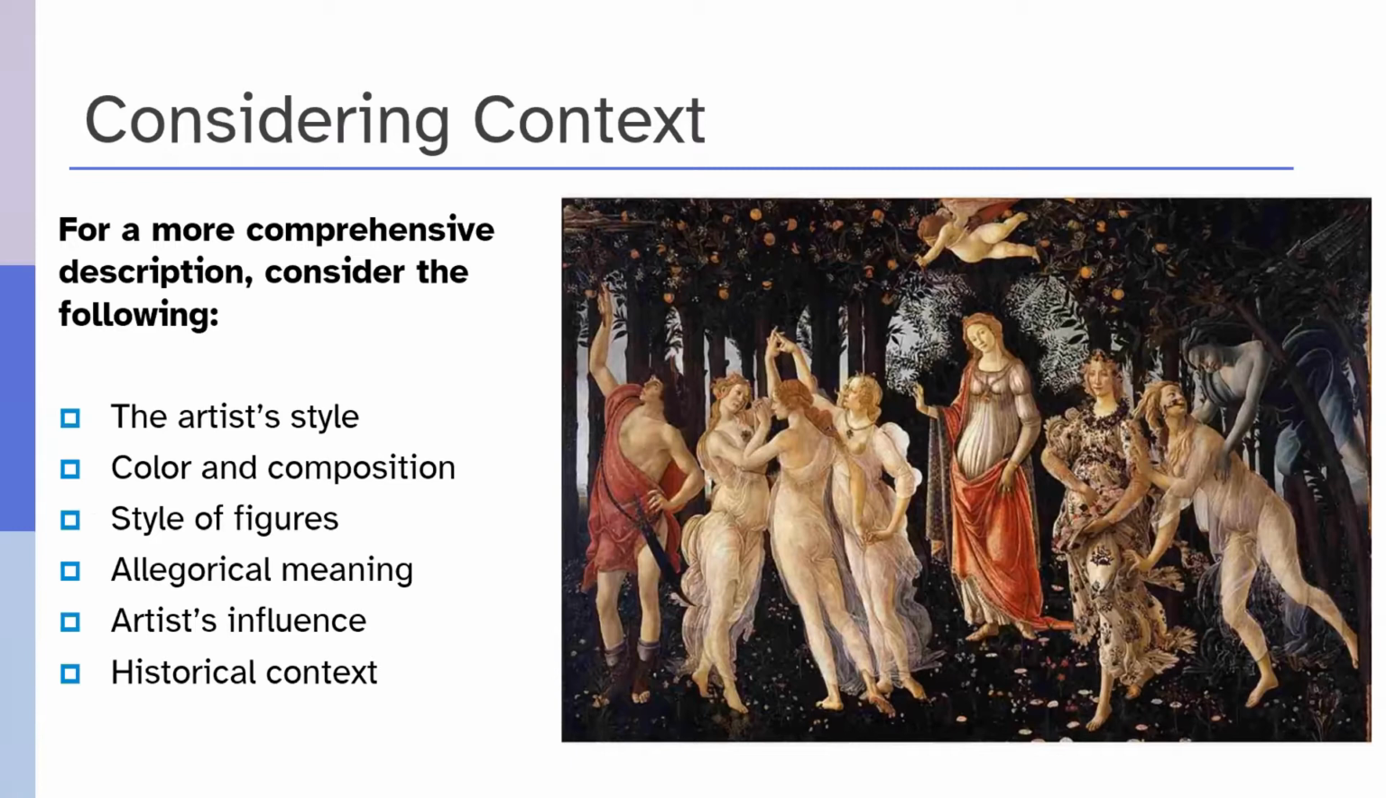So for any piece of art or complex image that you're describing, I would always start off with that brief description, right? An overview that provides the framework for the listener. And then you could consider some of these ideas to provide further details, such as the artist's style, color and composition, the stylization of the figures, the allegorical meaning of these different figures, right?